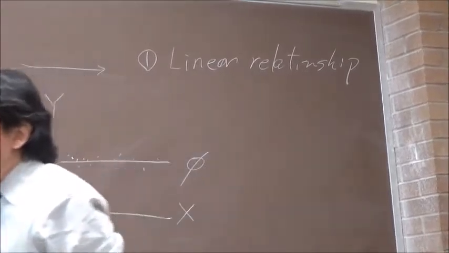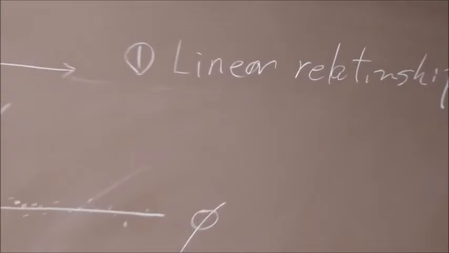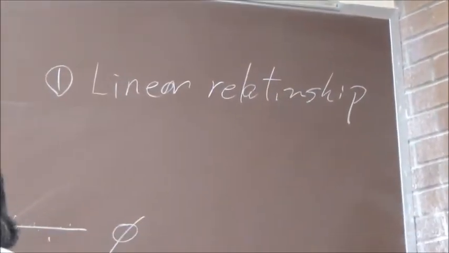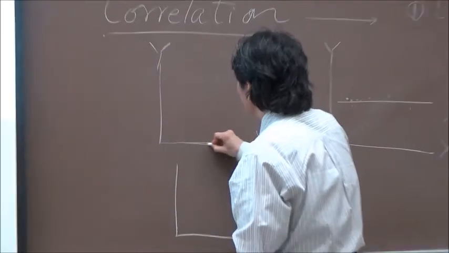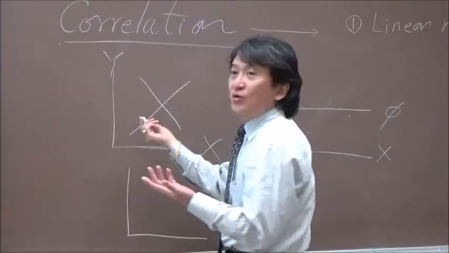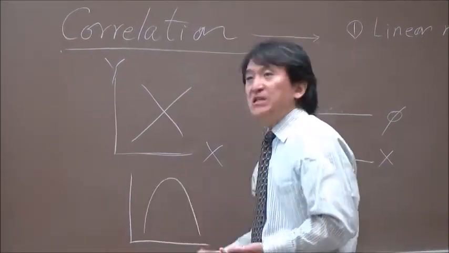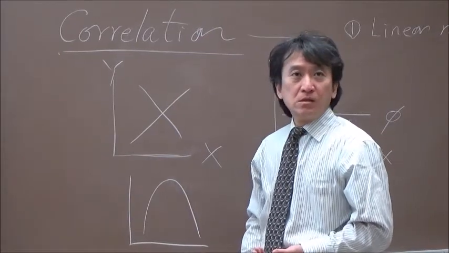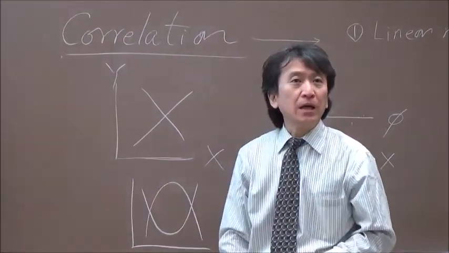We are talking about the linear relationship. Which means the closest imaginary line is a straight line. Does it make sense? This is curvilinear. Does it make sense? This is curvilinear, okay?